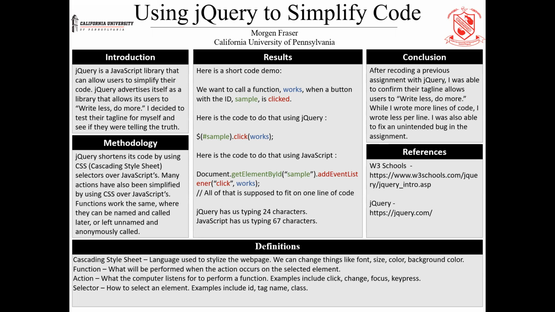When I started using jQuery, I noticed they decided to use CSS selectors over JavaScript selectors. CSS, or Cascading Style Sheet, is a language we use to change how the web page will be displayed. CSS can be used to change the font, the size and color of the font, and the background color, just to name a few simple things. A selector is how we select an element, the most common selectors being ID, tag name, and class. Elements are simple things, things like paragraphs, headers, and buttons.